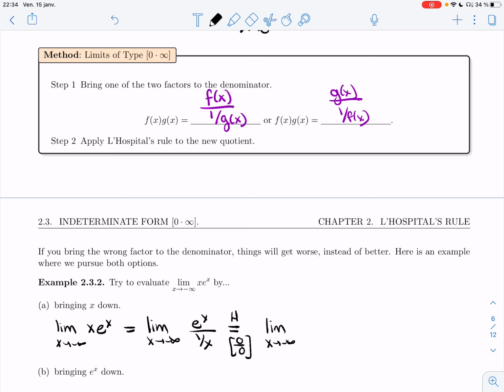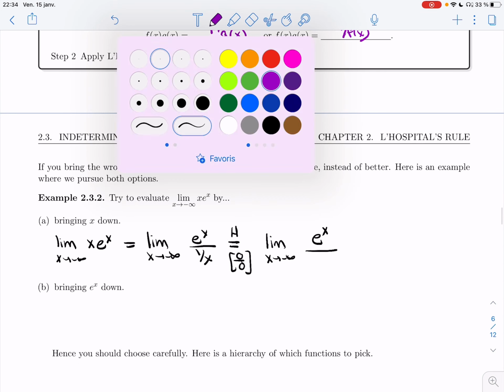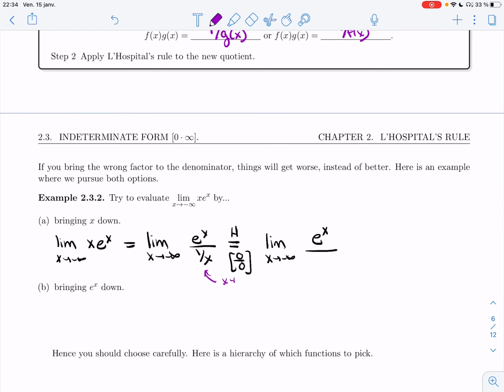And if I take the derivatives, I'm going to get e to the x. Remember, this one is x to the minus 1, and so I will get minus x to the minus 2. And now my limit is minus x squared e to the x. So the power of x went from 1 to 2. So this is worse than x e to the x.